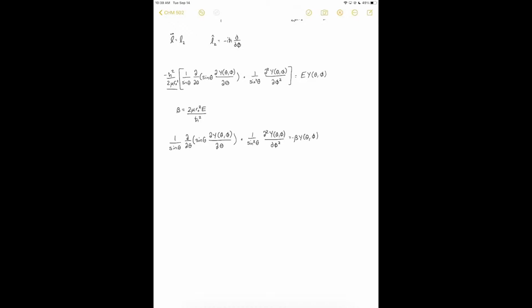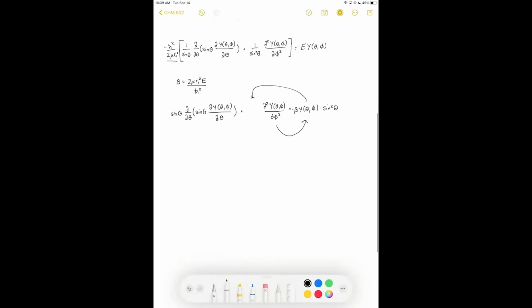And what we'll do now is multiply every part of the equation by sine squared of theta. If we multiply by sine squared of theta, we'll remove this. We'll get a sine theta on this side, and we'll get a sine squared theta on this side. Then what we'll do is rearrange. So we'll bring this term over here and bring this term over here, and then we'll end up with our derivatives on one side of the equation. So what we'll get is the following.